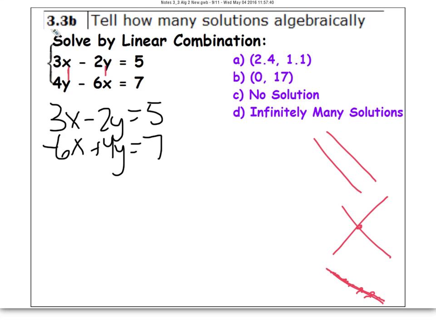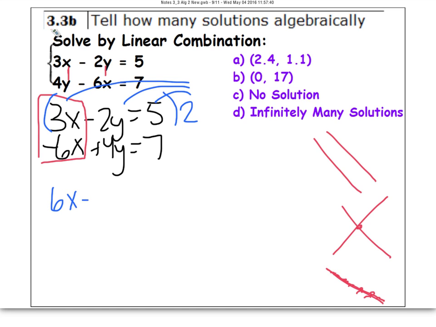Now I'm going to choose to get rid of x's or y's. It doesn't really matter in this case. To make these the same number, how about a 6? So I'm going to take the first equation and times it by 2. So that'll give me a 6x minus 4y equals 10. And then down here we have the negative 6x plus 4y equals 7.